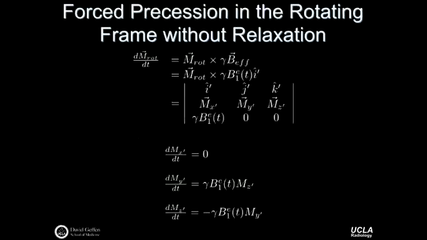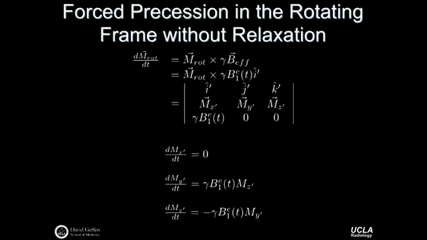What we then did is we wanted to look at the more interesting case of forced precession in the rotating frame, still without relaxation. And so there we had to define our B effective field again, but our B effective field just used that circularly polarized field, and the circularly polarized field in the rotating frame just looks like a driving force along a single axis. It's just pushing the magnetization in a single direction.